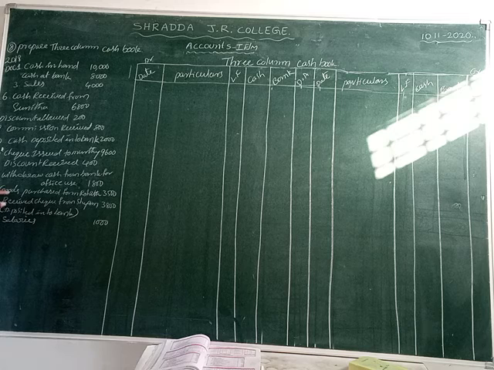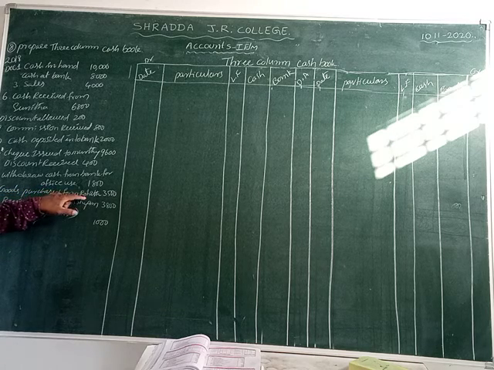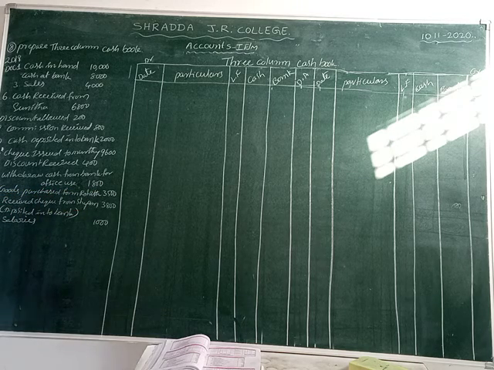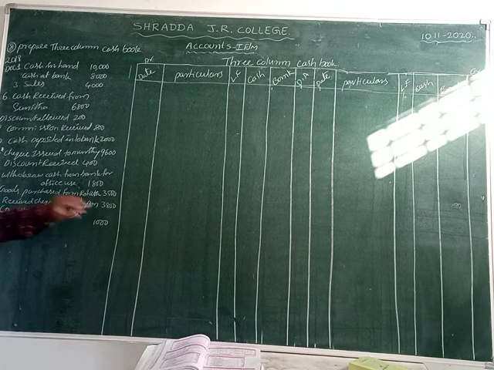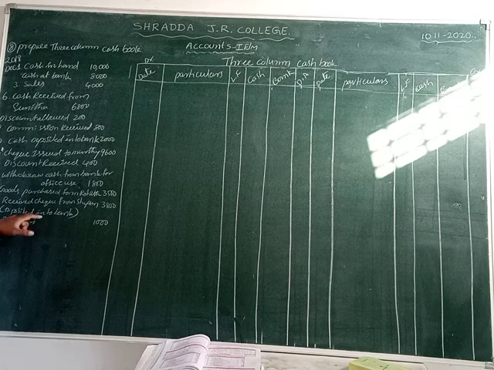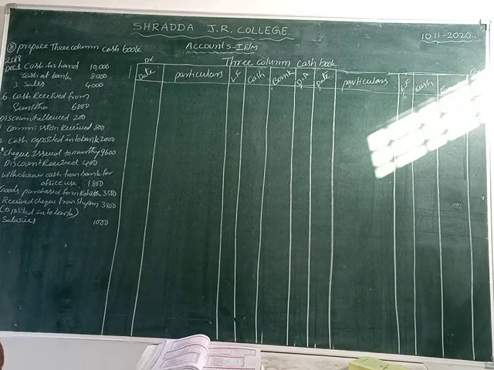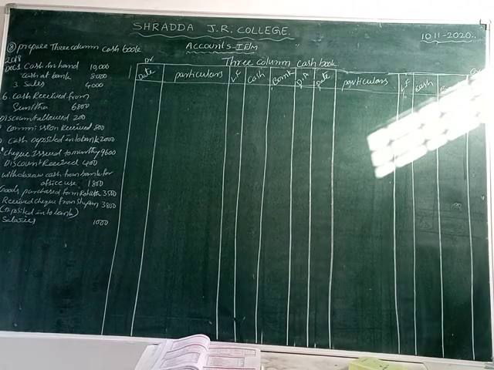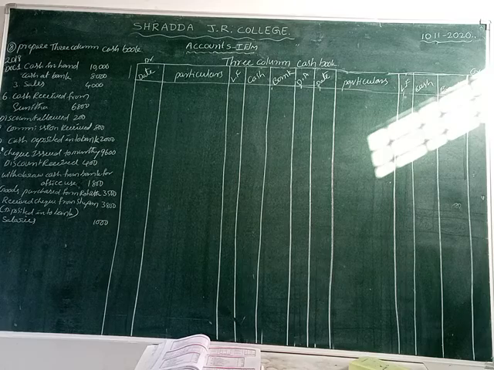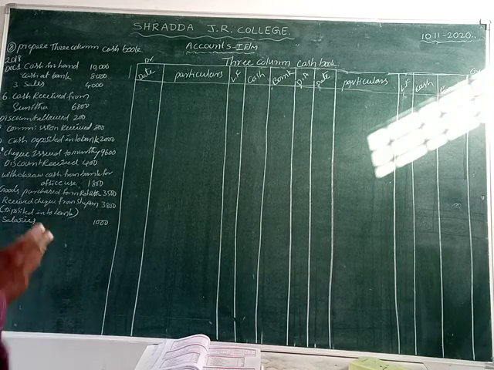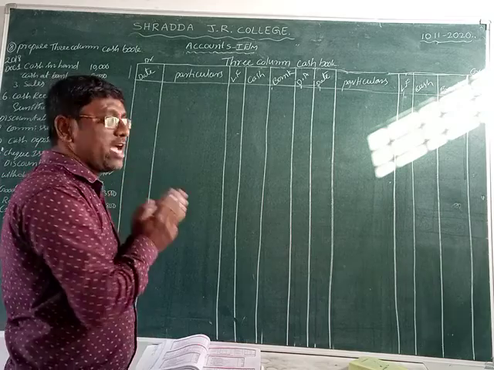Next one, 20th date goods purchased from Rohit 3,500. 24th date, received check from Sham 3800, deposited into bank the same day. Next, 31st date, salary is 1000 rupees. This is the question. We can do all the transactions, we can record in the 3-column cash book.